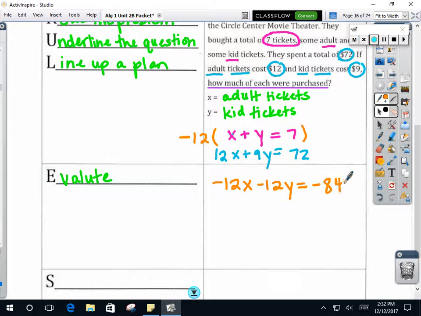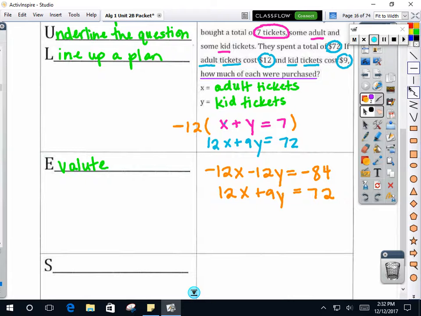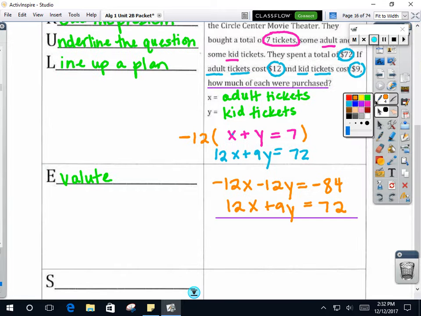-84. The bottom equation will not change because we're not multiplying it by anything. Once you have made it where there's a variable that will eliminate, what do you do with the equations? But why are they crossing out? What are you doing to the equations? You're adding them. Okay, you add up the equations.